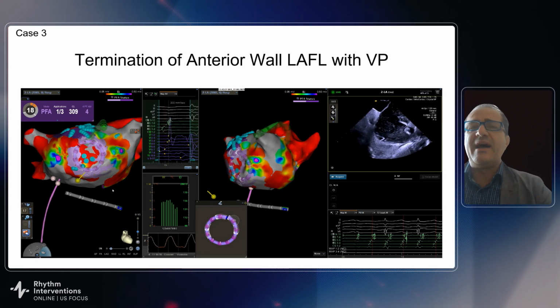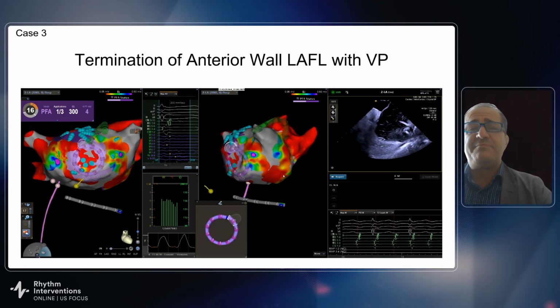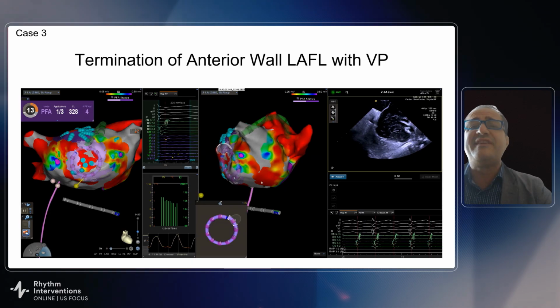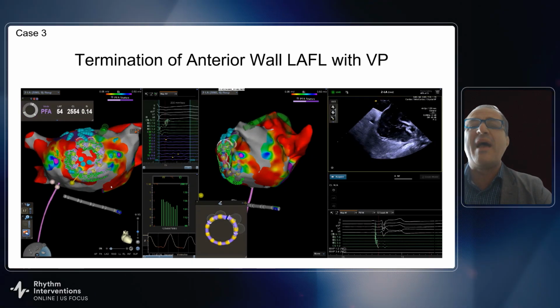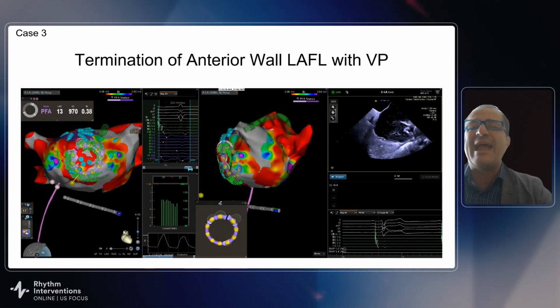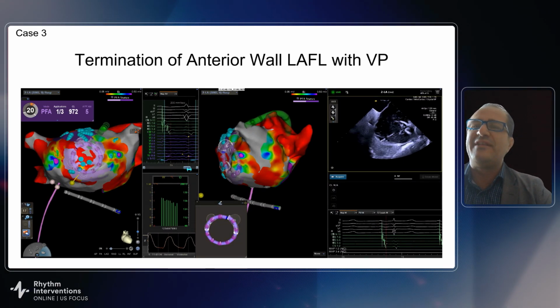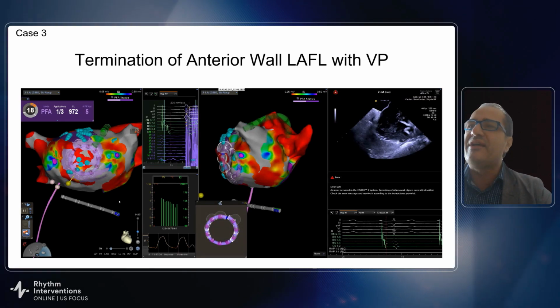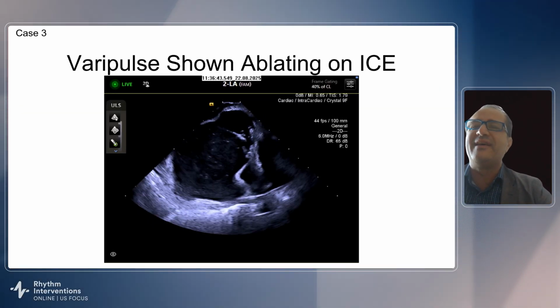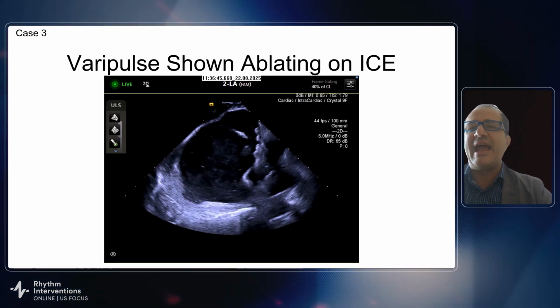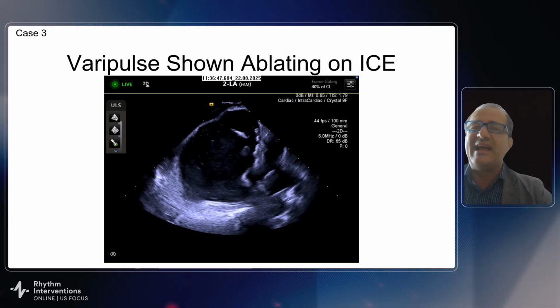Another example here, another redo. This patient had PVI, posterior wall, and SVC in the index procedure, did well for a lot of time, came back with a flutter. Everything was isolated, but the anterior wall was the only area with the signals. Again, we place the variables in the anterior wall.